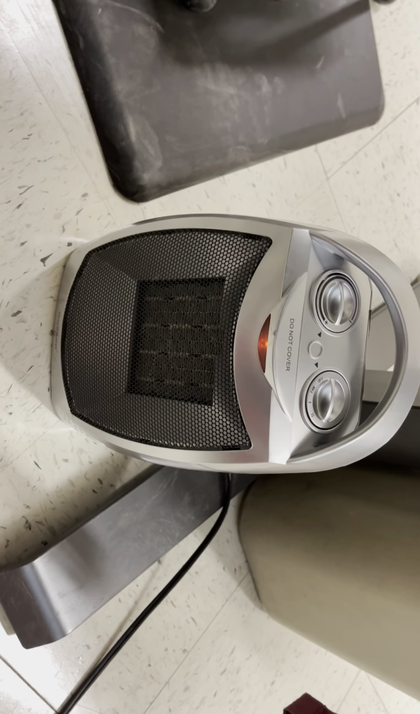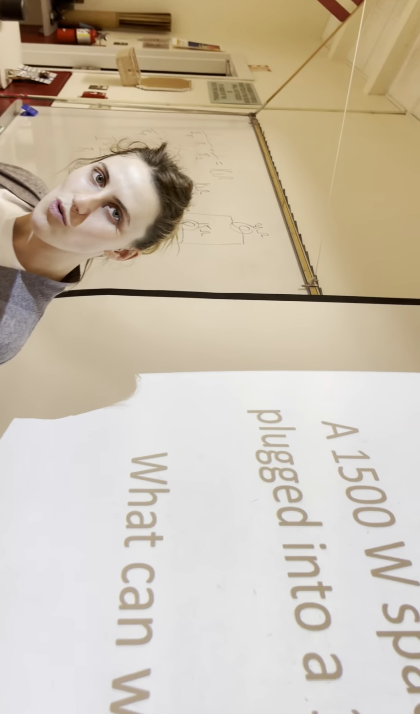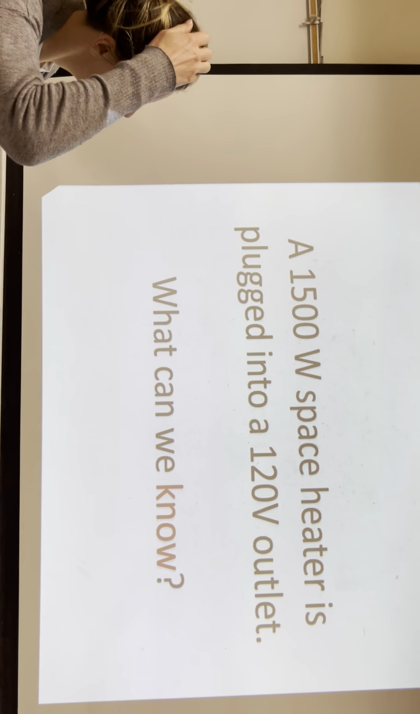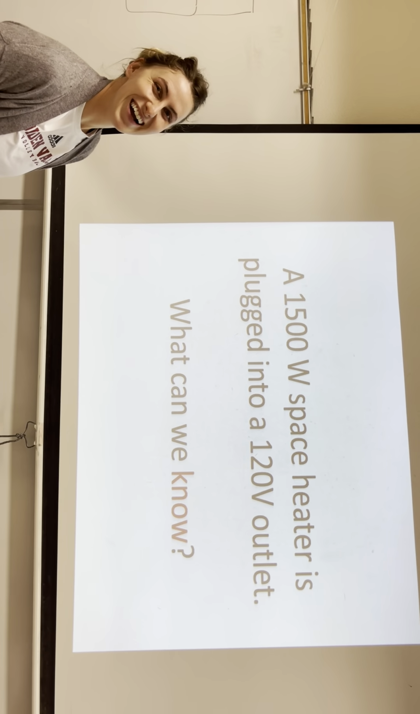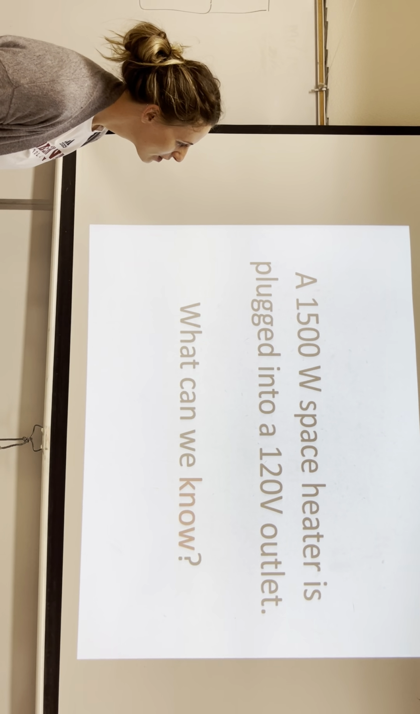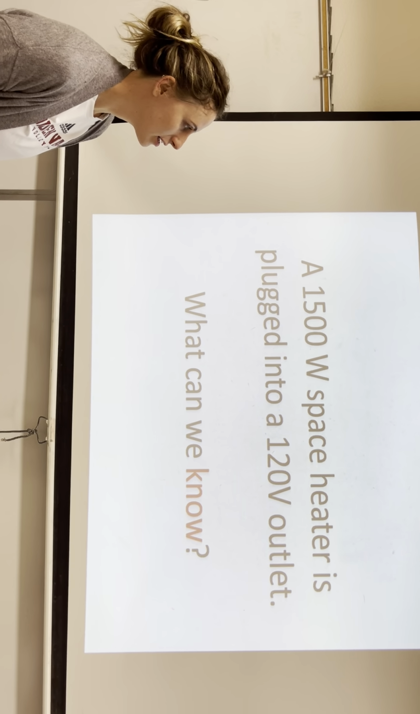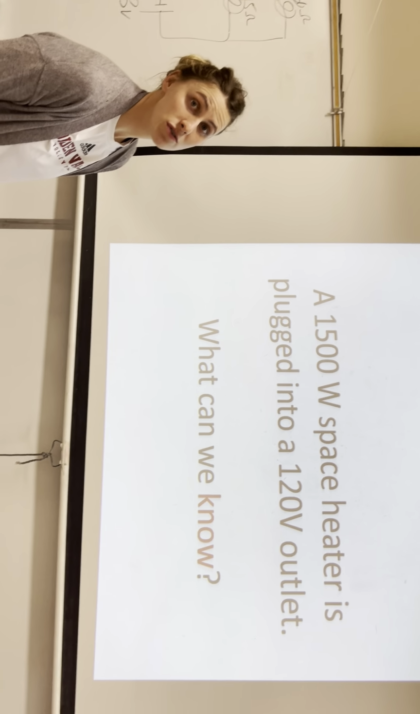Now, let's take a look at our 1500 watt space heater. There's a little heater, and it is plugged into a 120 volt outlet. What can we know? Well, watts are the units of power. And volts are the units of what? Volts are the units for the electrical potential difference. Okay. So we know those two things.